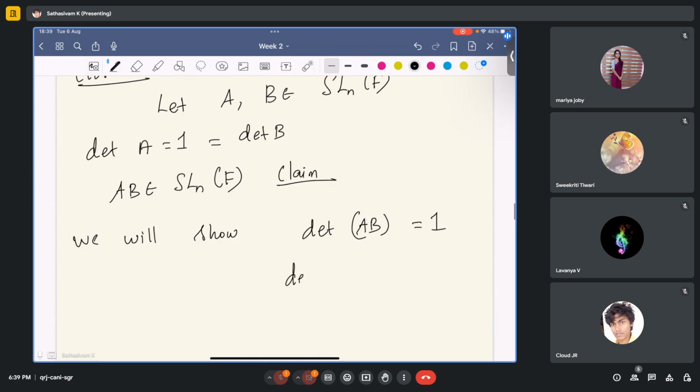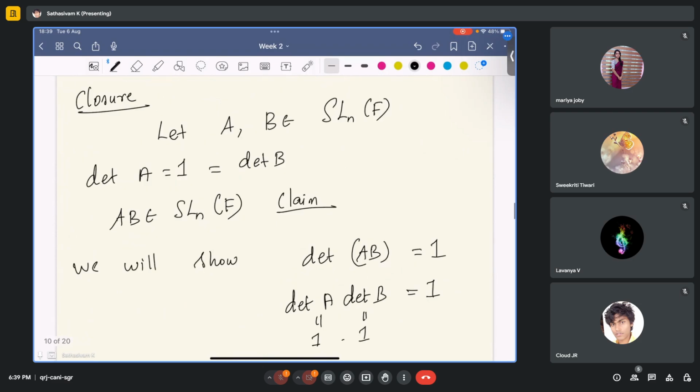But we know the formula. Determinant of AB is nothing but determinant of A times determinant of B. In fact, later when we go to homomorphism, I think it was done in the lecture that determinant is actually a homomorphism. So what is determinant of A? This is 1. Determinant of B is also 1. So 1 times 1 is 1. So the closure is done now.